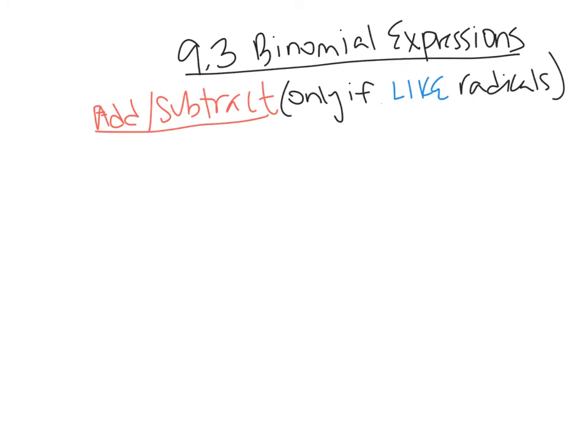Okay, so in algebraic terms, if I have some number multiplied by a certain root, and I want to add that with some other number multiplied by the exact same root, I can do that as long as they are like radicals. So how do I go about that? Well, the numbers on the outside I can add, and the root stays the same.